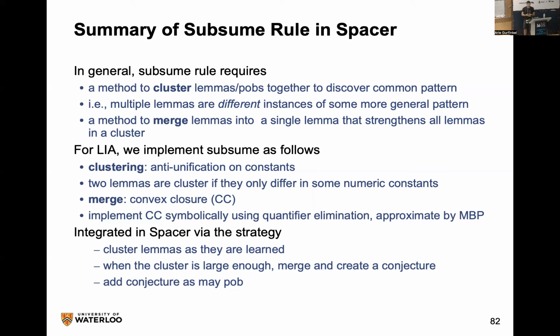Interestingly, we actually implement convex closure by model-based projection. There's a way to do convex closure using syntactic means that requires quantifier elimination, which we can then substitute by model-based projection. And then, of course, it's integrated in Spacer as a strategy. So it sort of lives there on the side, creates the lemmas, and you need to, of course, as soon as you put something like that, put all kinds of hoops to make sure that it doesn't overwhelm the solver, that you're not making too many wild conjectures.